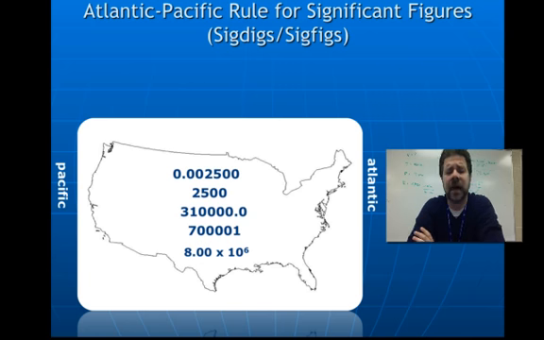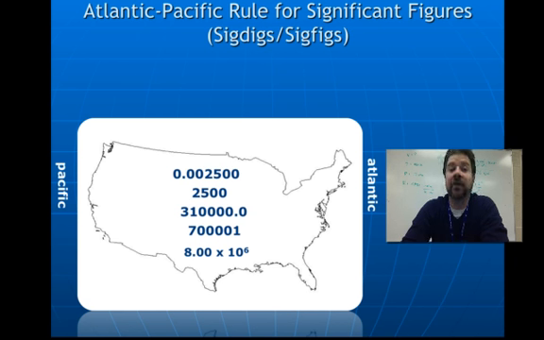Often in science, you're going to have to look at a set of numbers that come to you maybe via a story problem or maybe not. And you have to deem how many numbers are important enough to put in a final answer that you're going to turn into your teacher. So the Atlantic Pacific rule is going to help you decide that.